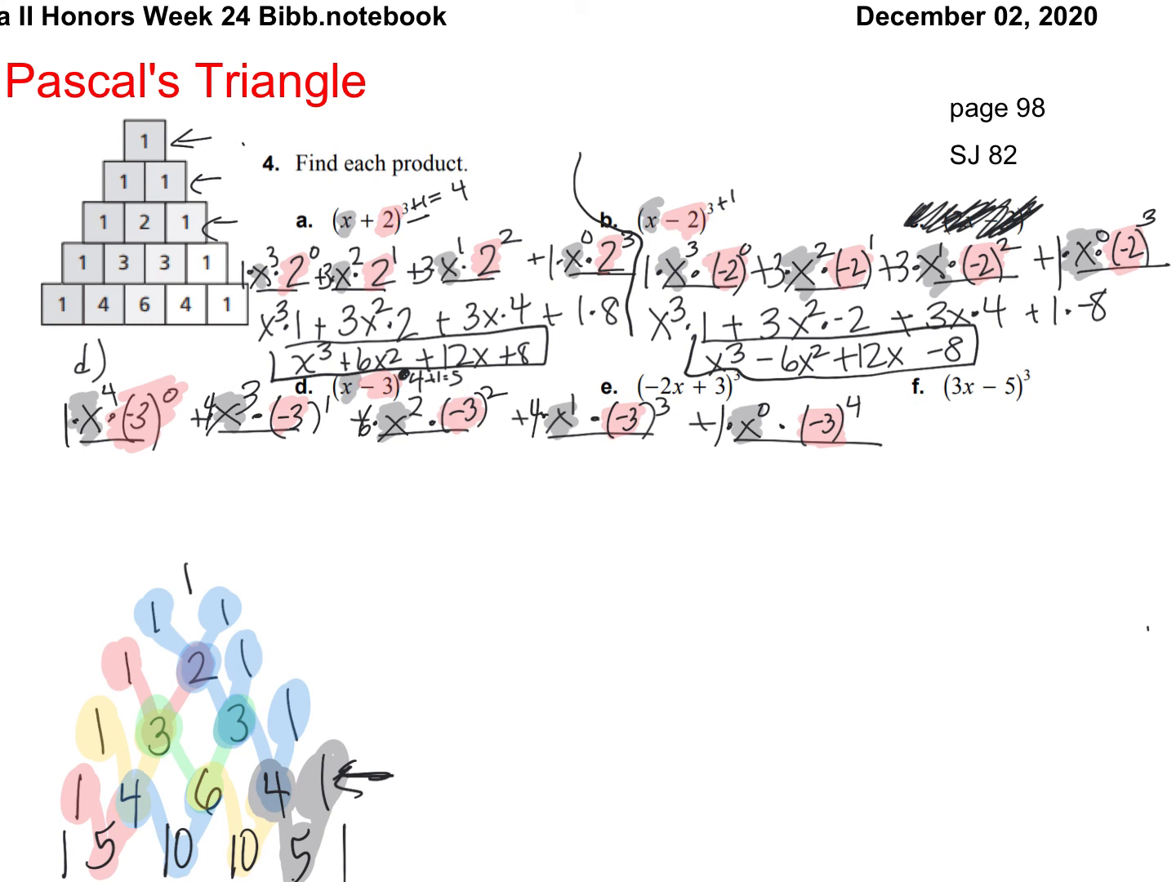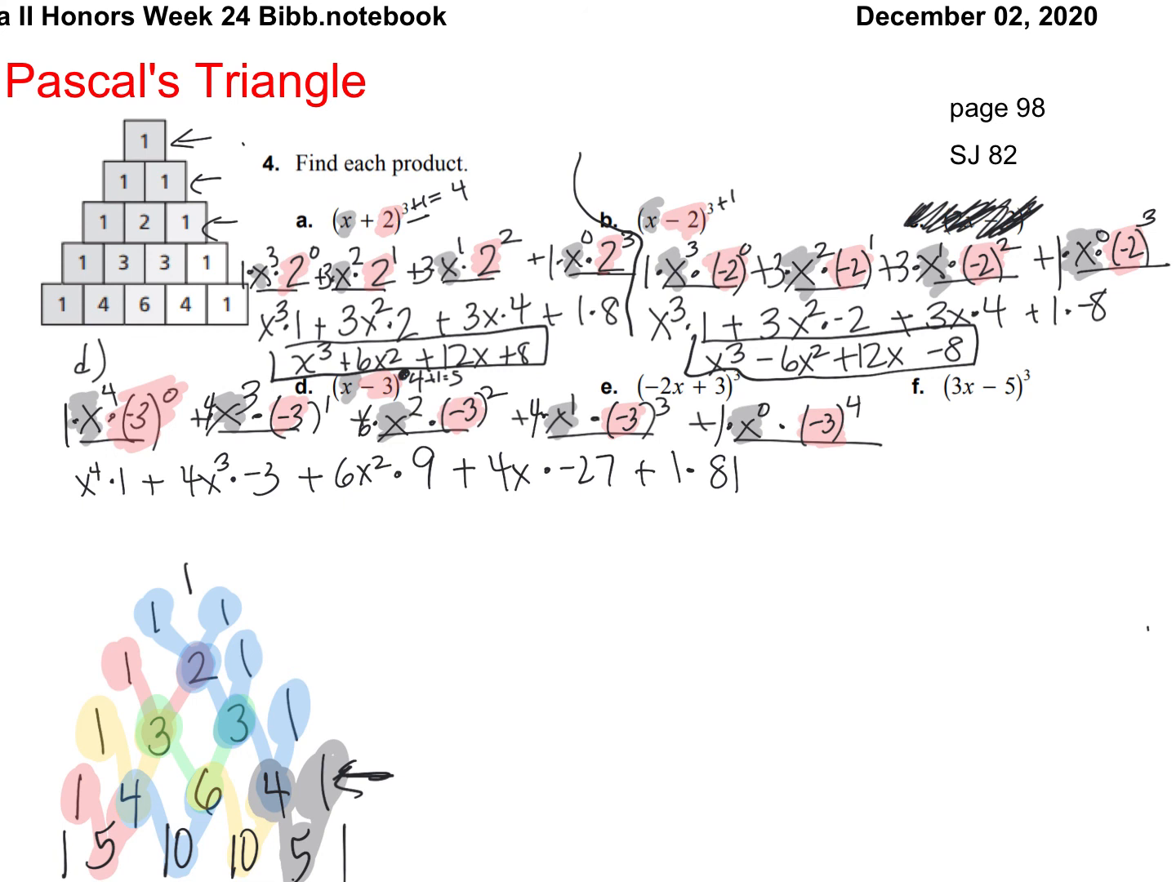And now let's do the math. 1 times x to the 4th is x to the 4th. X to the 4th times 1, 4x cubed, times negative 3, 6x squared, times positive 9, 4x times negative 27, and 1 times positive 81, I think.